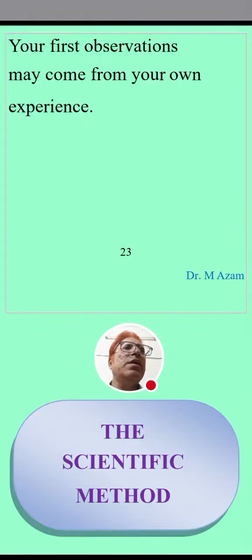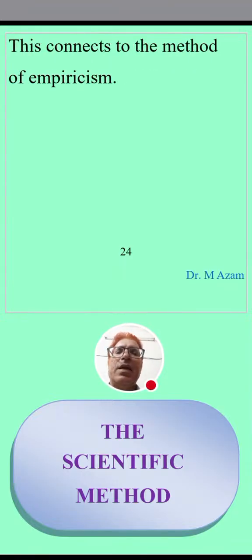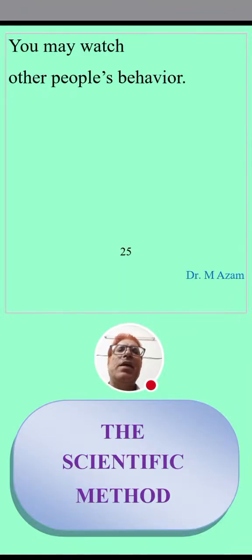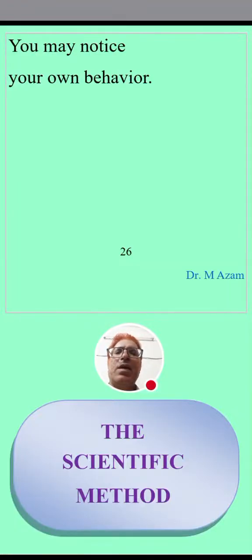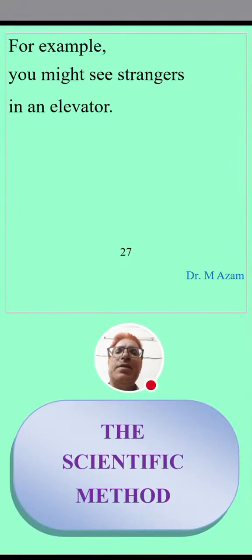So the authors say your first observations may come from your own experience. This connects to the method of empiricism. In empiricism, as we discussed, it also is based on observation. You may watch other people's behavior. You may notice your own behavior.